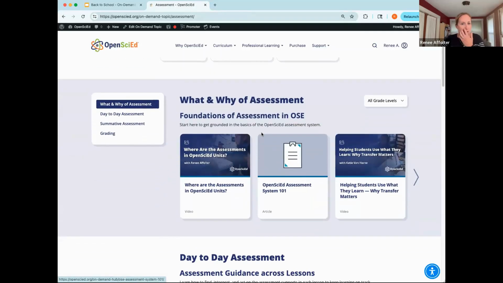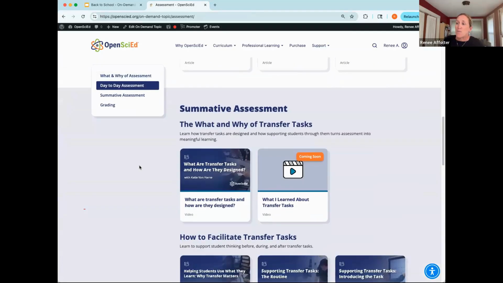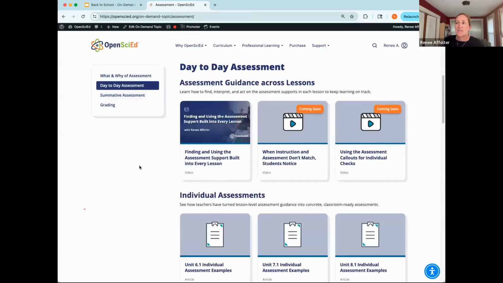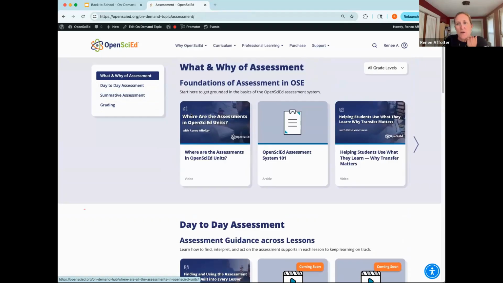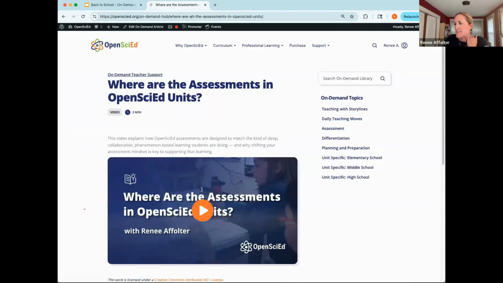So you'll notice for the assessment section, there are subtopics. So the what and why of assessment, which includes some big picture overviews, day-to-day assessment, summative assessment, and of course, grading. And these, we're slowly adding more and more resources about grading because it's such a needed topic, because everyone has their own constraints and context that they need to adjust for. So let's just zoom into one that is sort of addressing this question of like, where are all the assessments?